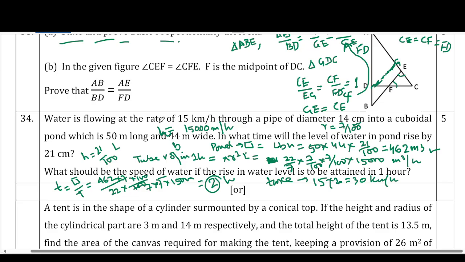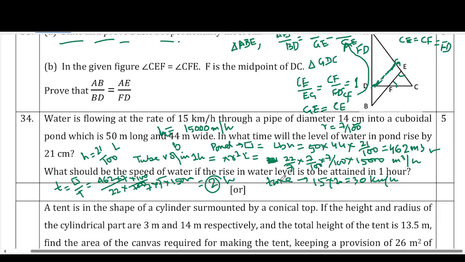Water flows at the rate of 15 km per hour through a pipe. That is 15,000 meter per hour. The diameter is 14 by 100, so 7 by 100 is the radius. Make it to meter.